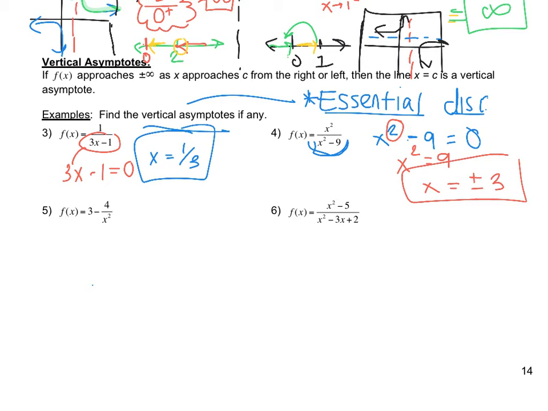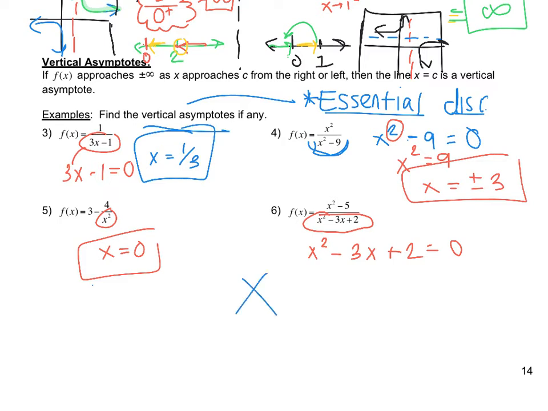Number 5, if we look at the denominator here, obviously that just will equal 0 when x equals 0. So the vertical asymptote is just at 0. And number 6 here, again, yes, there's a quadratic in the numerator. However, the vertical asymptote is always determined by the denominator, so really we just want to know when x squared minus 3x plus 2 equals 0. This would need to be factored in order to find that out, or you could just use the quadratic formula.